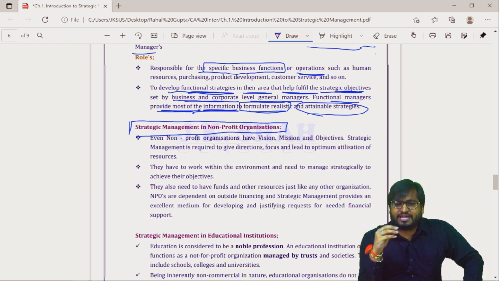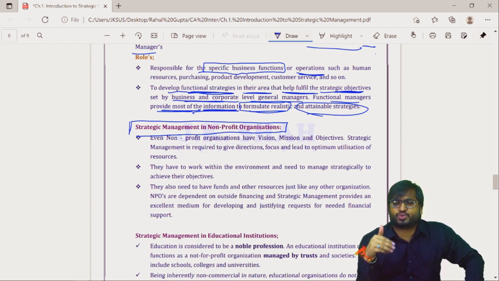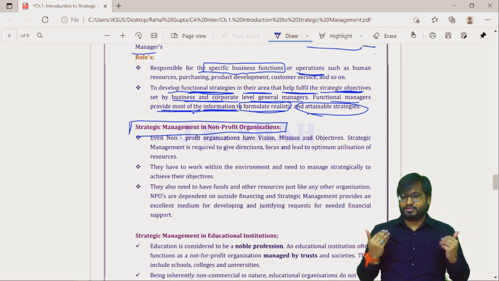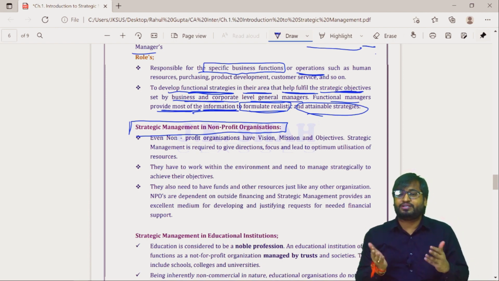However, lately even private players are entering into this, making it more competitive. Even private schools, private colleges, and private universities have started opening up. So there is a competition which is gradually rising. So now we have introduced this. This is telling us that yes, strategic management is important in education.